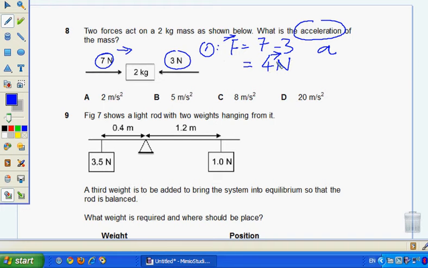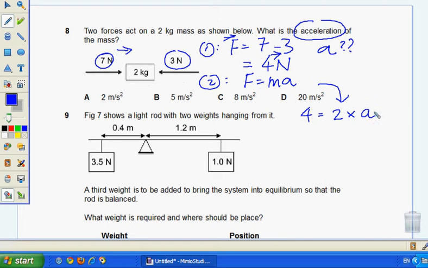But we are trying to find acceleration. Is there another formula relating to acceleration? I can recall there's another formula: resultant force F is equal to m times a. With this second relationship, I can substitute values inside. My F is 4, and my mass of this object is in the SI unit of 2 kg. So 4 equals 2 times a, so a is equal to 4 divided by 2. My answer for acceleration is 2 meters per second squared. So the answer for question 8 should be A.